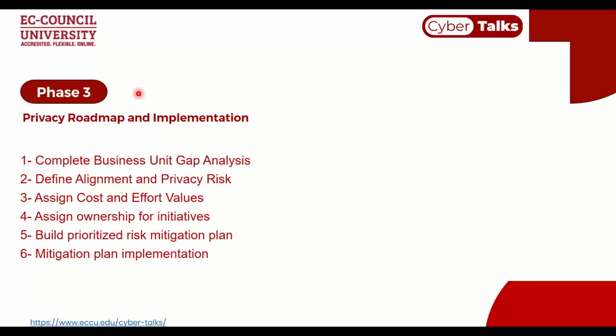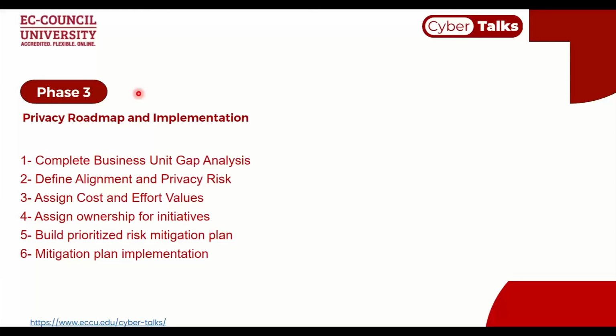Phase 3, titled Privacy Map and Implementation, is where you do most of the actual implementation. The phase starts by first activity, which is completing the privacy and protection gap analysis for each business unit in your organization. Then define alignment and priority risk. Then define alignment and the privacy risk.